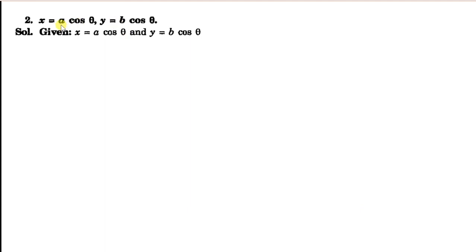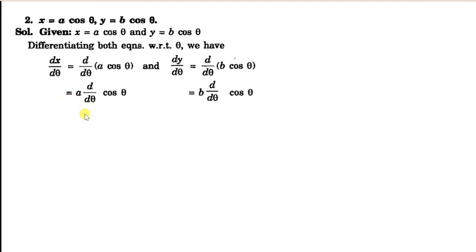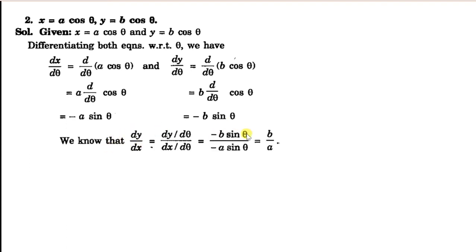Next one is x equal to a cos theta, y is equal to b cos theta. So x and y are related to each other through the parameter theta. So we differentiate x and y with respect to theta. The differentiation of cos theta is minus sin theta and a is constant. So dx by d theta becomes minus a sin theta and dy by d theta becomes minus b sin theta. So dy by dx becomes minus b sin theta divided by minus a sin theta, that is b by a. Sin theta gets cancelled.